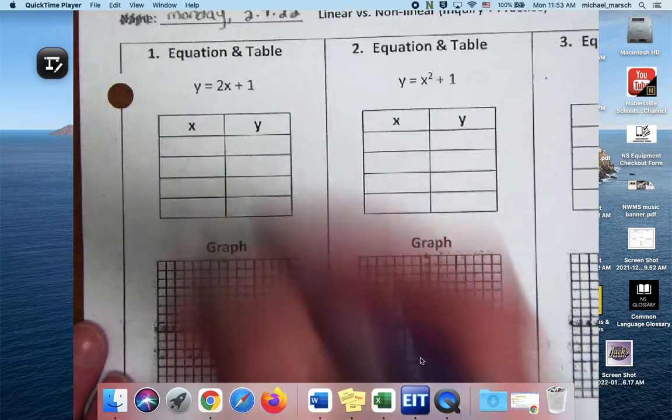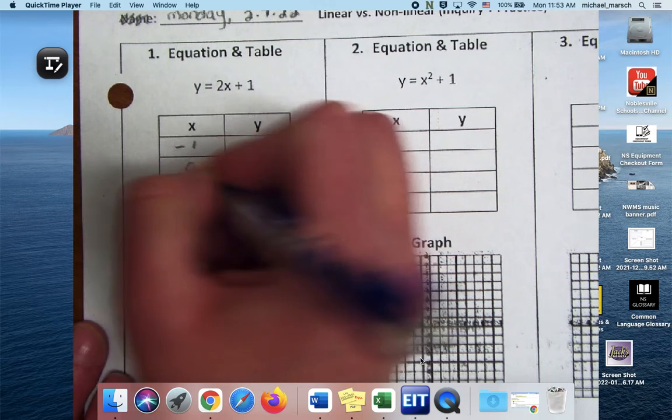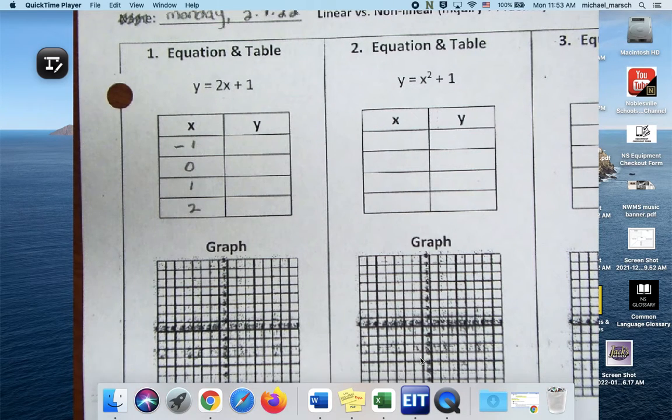All right. So we're going to use tried and true -1, 0, 1, and 2 for our inputs.